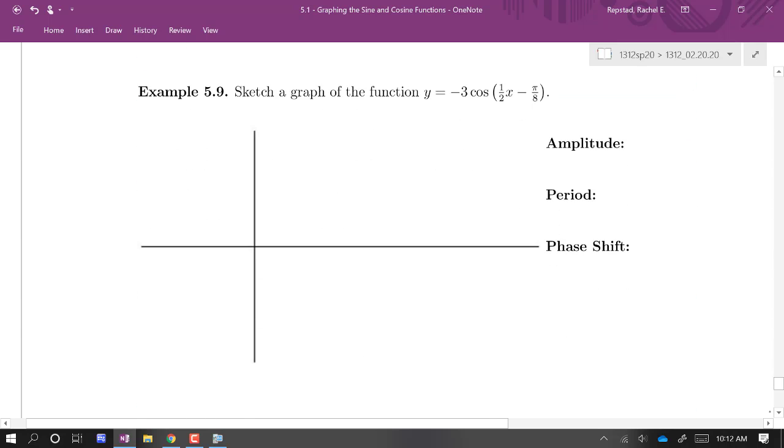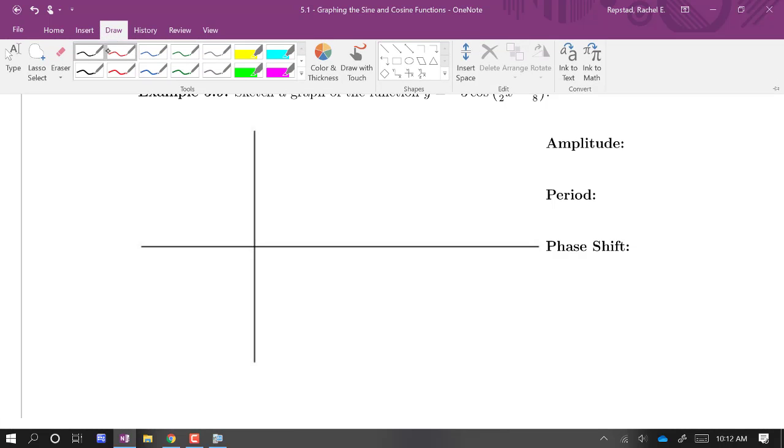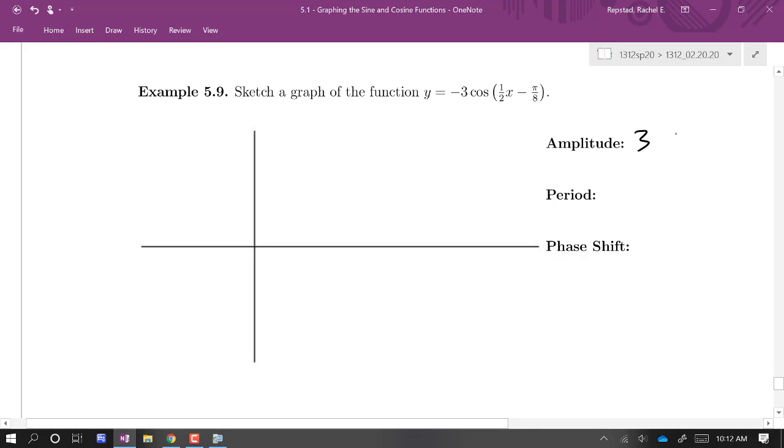We're going to graph -3 cosine of 1/2 x minus pi over 8. So what's the amplitude? The amplitude is 3, and there's also a reflection. I'm just writing that down so I don't forget later on.